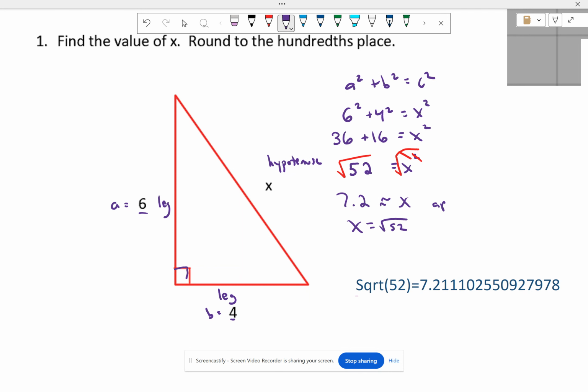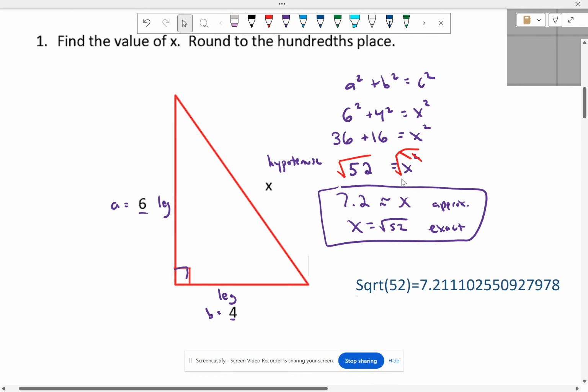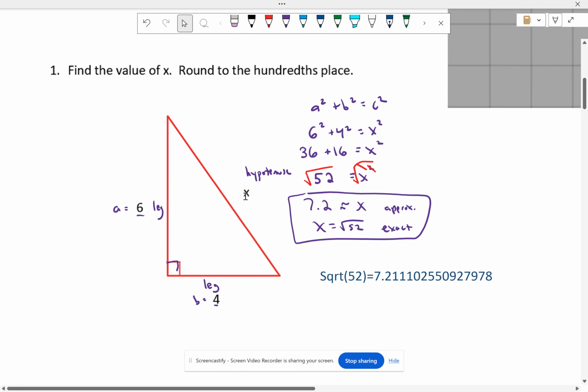So here we have the approximate, and this is the exact. And you can see both of these on the SAT when you guys take it this month. So either one of these could be an option. And so just be aware that sometimes you leave in the square root. Sometimes you can just get a decimal approximation. Either one is fine.